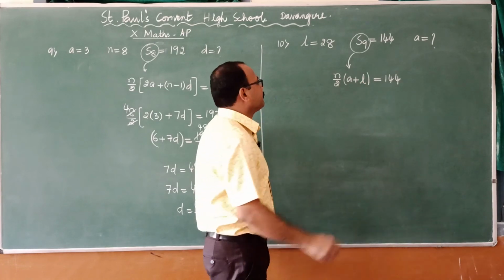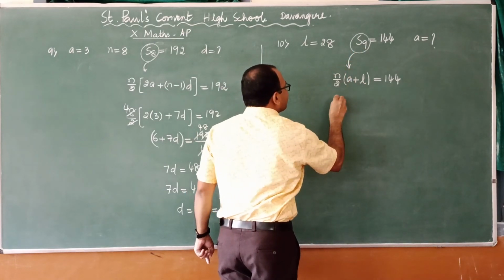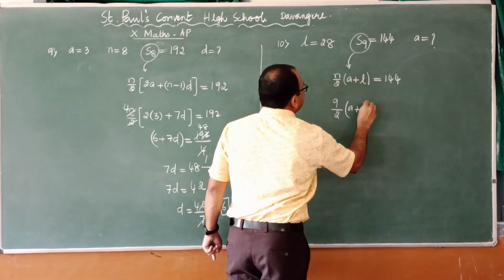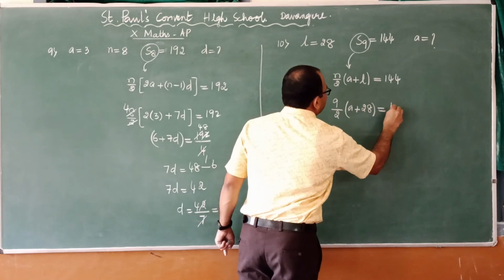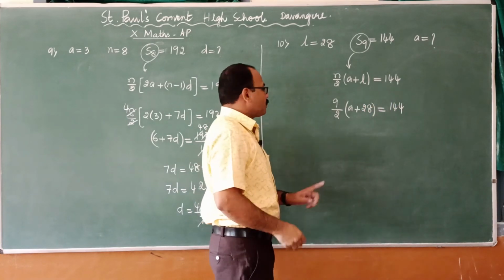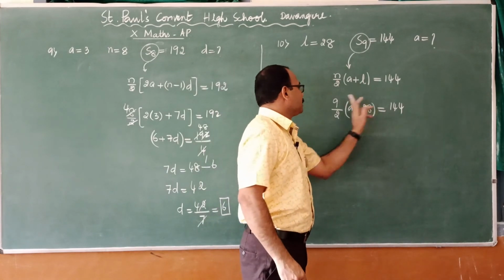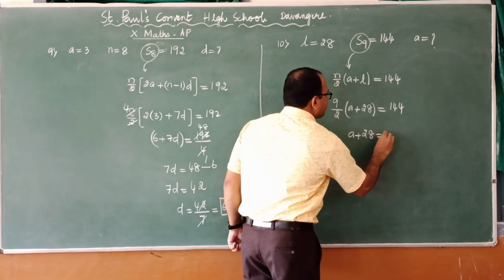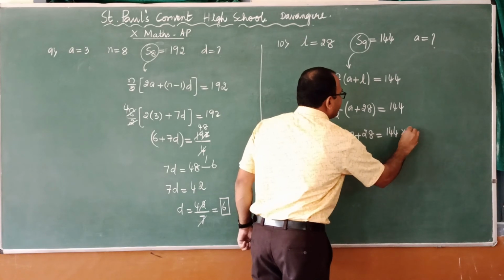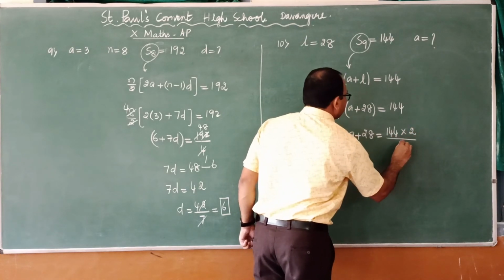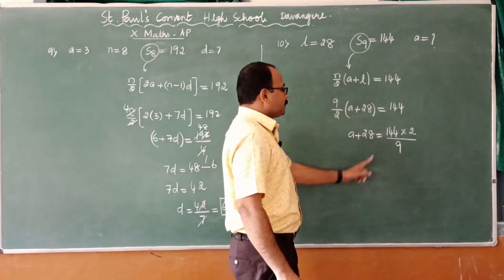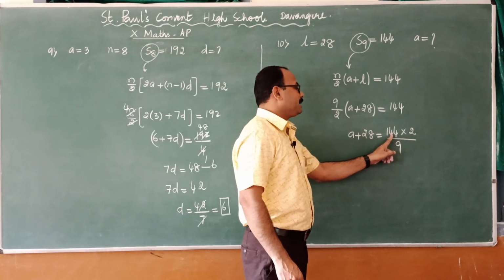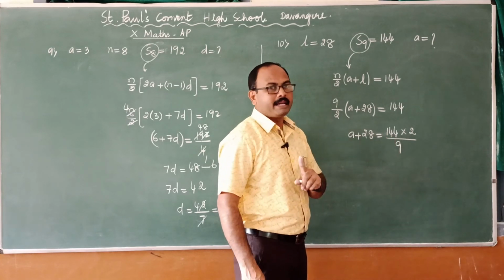Therefore, I have taken this sum. n refers to 9, children. 9 by 2 into (a, which we do not know, plus l, which is 28) is equal to 144. By cross multiplication, 2 comes over here, 9 comes down. a plus 28 will be equal to 144 into 2 by this 9. These two numbers are divisible by 3, because 4 plus 4 is 8, 8 plus 1 is 9. 9 is divisible by 3.